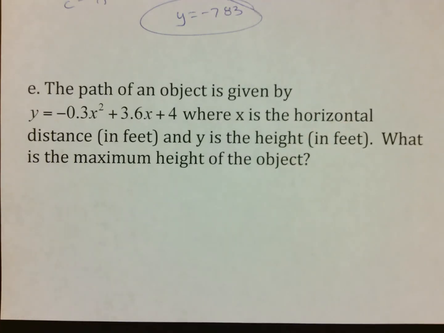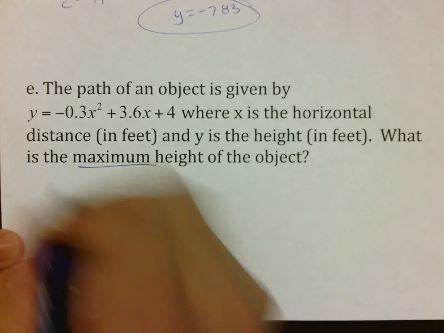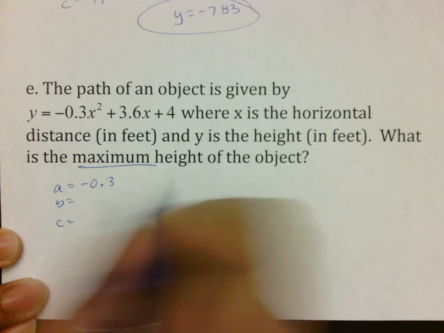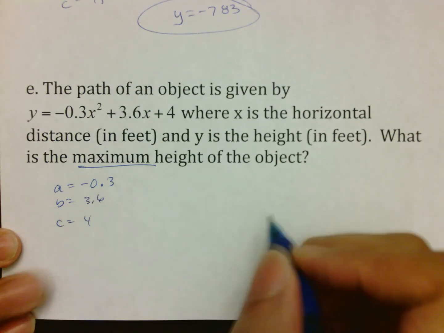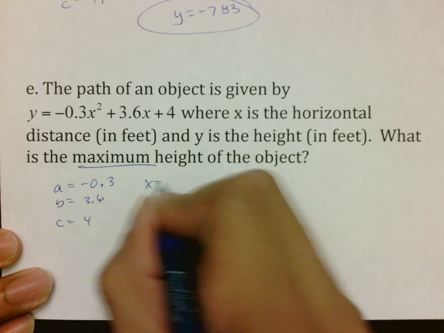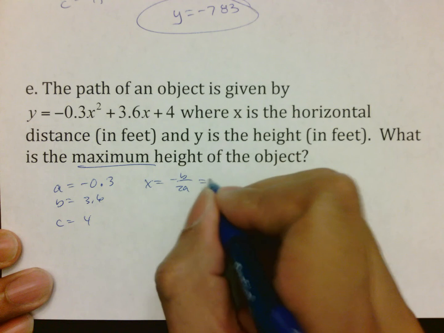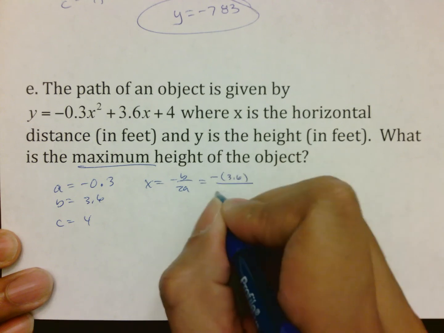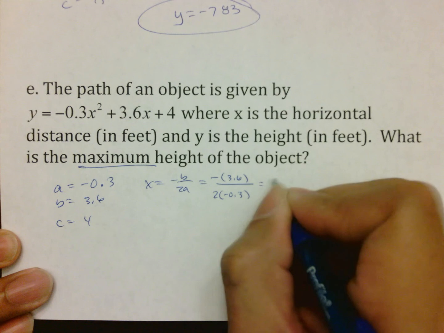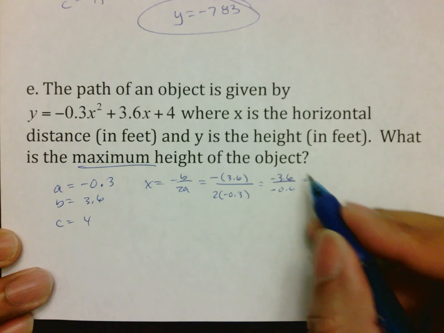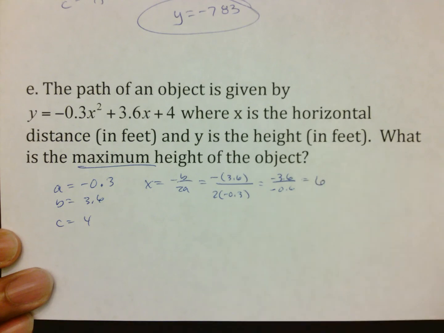The path of an object is given by this function where x is the horizontal distance in feet, y is the height in feet. What is the maximum height of the object? Again, you see maximum, that's similar to minimum, which means we must do our A, B, C, in which A is negative 0.3, B is 3.6, and C is 4. We then do our x equals negative b over 2a. Why would you need to memorize that formula? Because it's used in every single problem we did today. Negative 3.6 over 2 times negative 0.3, which is negative 3.6 over negative 0.6, which, if you ignore the decimals, is 36 divided by 6, or 6.